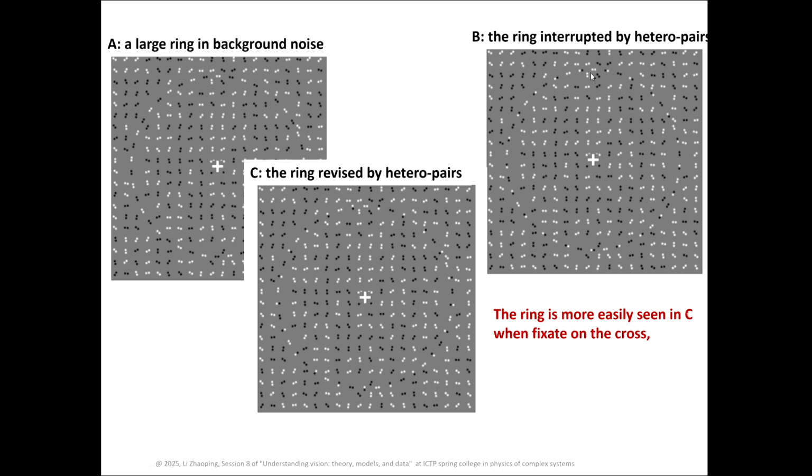Exactly the same, other than these heteropairs of dots. Everything, you see, this is the same as that. Even the noise in the background, everything is the same. And so therefore, you can predict that. The ring should be more visible in C than in B. However, if you move your gaze to the ring segments, then the ring is more obvious in B than in C, because now the ring segments are in your central visual field.